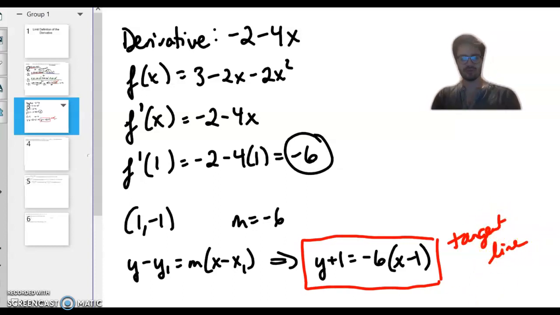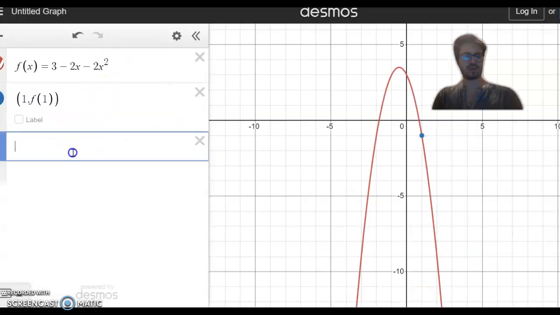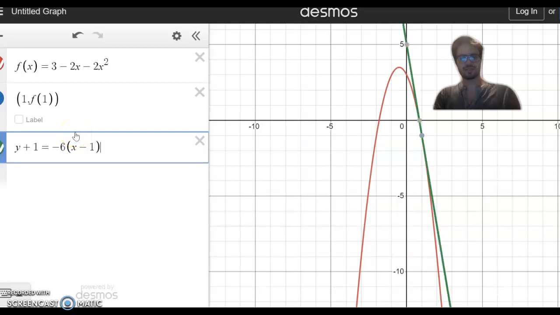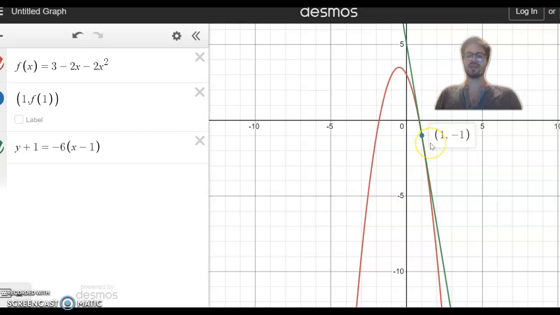Let's see if that's true. If I do y plus 1 equals negative 6 times x minus 1, look at that, guys. There it is. That's the only point that it goes through. It's tangent to it, which means we have our tangent line.